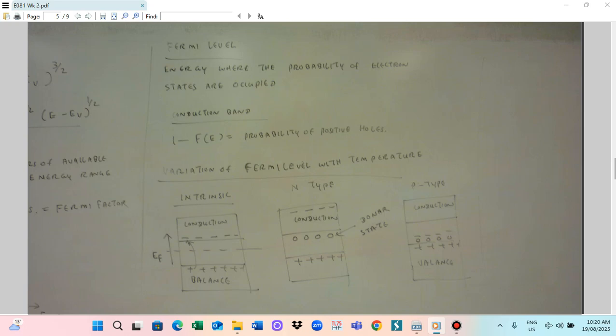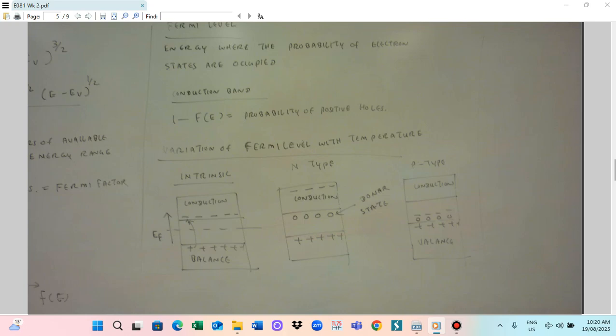So the electron and the holes are the combination. When one electron goes out, one more hole will appear, and when one electron increases, one hole will be less. So the electron and the holes are the negative and positive. This is 1 minus the Fermi level. The Fermi level is the probability of the electron, so 1 minus the probability of the electron gives you the probability of the positive hole. So the positive hole and the negative electron are related by this equation: 1 minus Fe equals the probability of the positive hole.